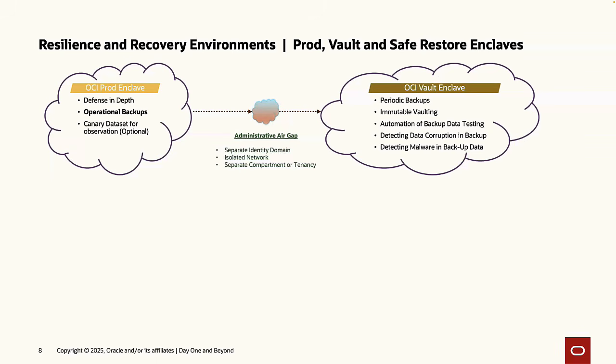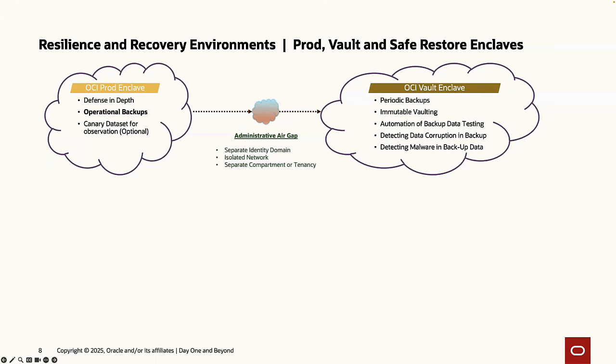You're also going to look at it from an unstructured data perspective. You're going to look at detecting data corruption and malware in that backup data. If you're using Oracle databases, the Oracle Autonomous Recovery Service provides that detection of data corruption as part of its service. And Tal will talk more about the Autonomous Recovery Service during his portion of the presentation.